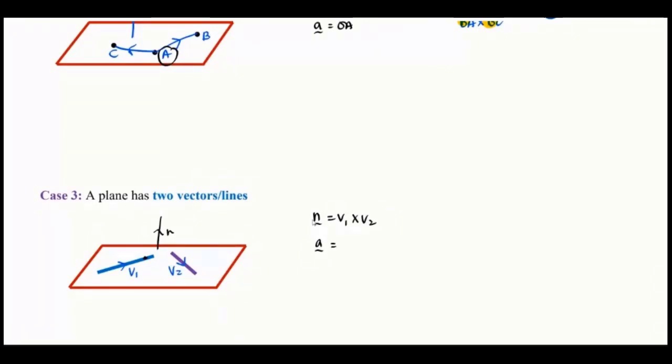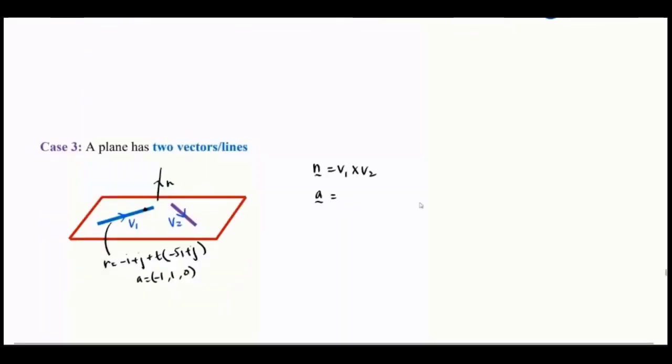Okay. So let's say kalau di sini line dia adalah R equal to negative I plus J plus T negative 5I plus J. So A kamu dia akan jadi negative 1, 1, 0. Kita boleh pinjam daripada line tu. Okay. So far okay? Clear?